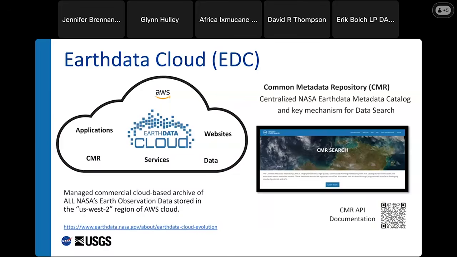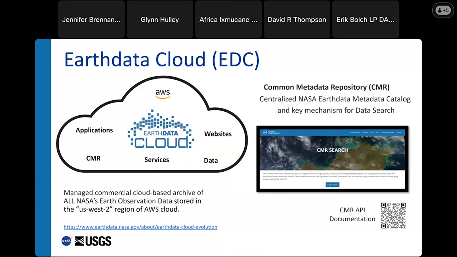So all of the NASA data is being migrated to the Earthdata cloud. And that is a managed commercial cloud environment that's part of Amazon Web Services. And what this does is a couple things to help the user. This is going to help reduce latency, improve download speed. The scale that AWS has allows some redundancy and better access to the data than we were previously able to provide through our different on-premises locations. And there's some other benefits here.